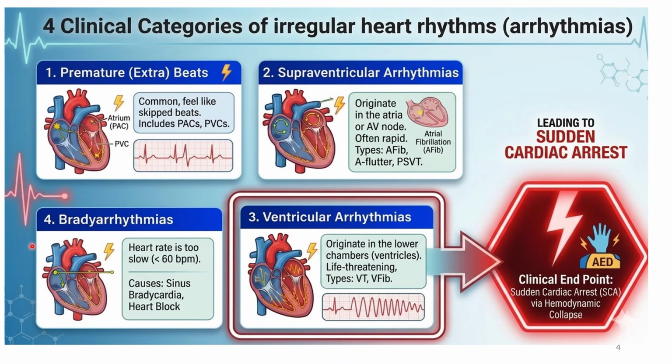While these cards classify the standard clinical landscape, we zero in on the high-risk pathology highlighted in box 3: ventricular arrhythmias and its direct catastrophic progression to the endpoint on the right, sudden cardiac arrest via hemodynamic collapse. For our clinicians, you know how rapidly stable ventricular tachycardia can break down into chaotic ventricular fibrillation.